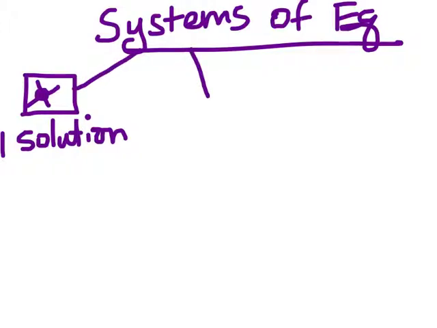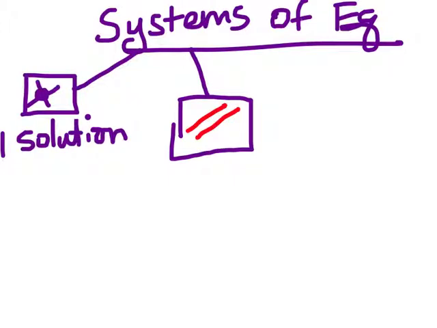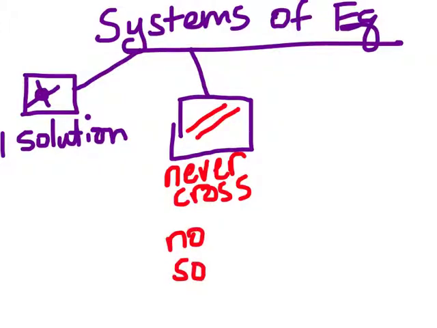Another thing that can happen is I can have 2 parallel lines. Let me draw the lines in a different color. Now we know parallel lines never cross. So if they never cross, there's going to be no solutions because they're parallel.